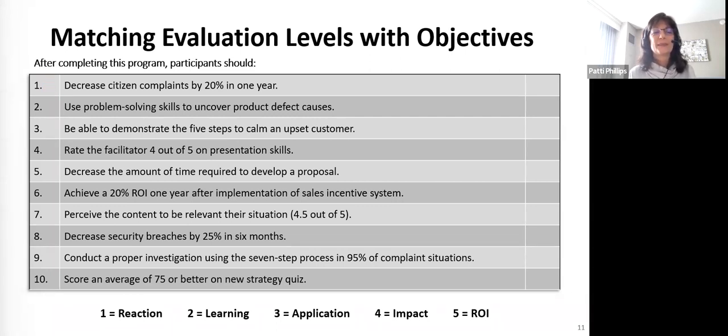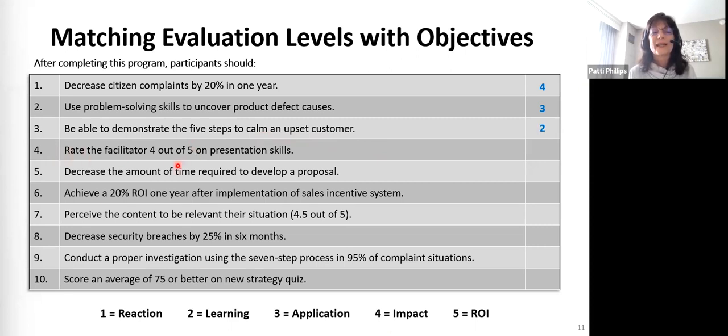Okay. Decrease citizen complaints by 20% in 1 year. Very good. 4 it is. I love it. Yes, we need that enthusiasm and the accuracy. So, all right, use problem solving skills to uncover product defects. You got 3. I gave you that one. That was 3. What about be able to demonstrate the 5 steps to calm an upset customer? Real quick, either chat or out loud, quick. Be able to demonstrate 5 steps to calm an upset customer. 2 it is. Good job.